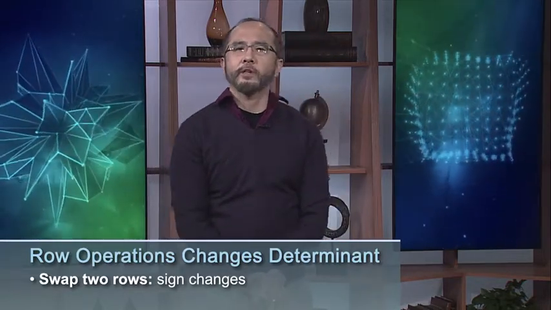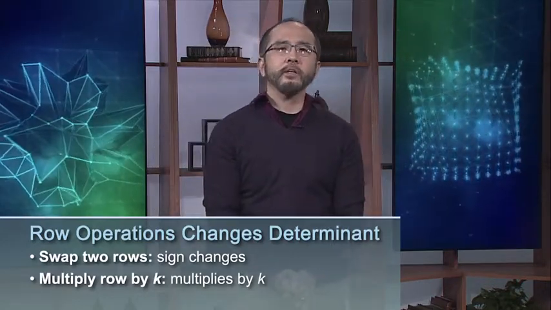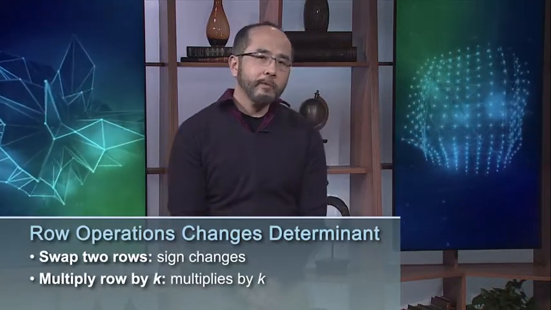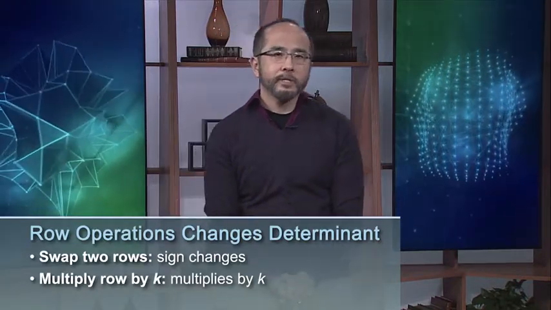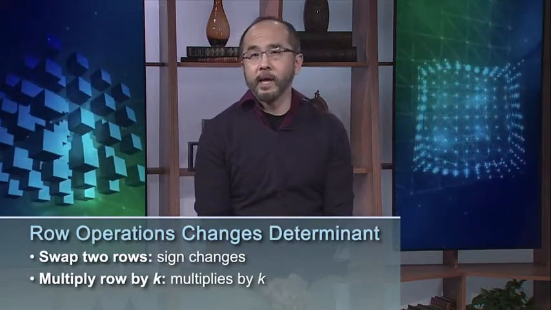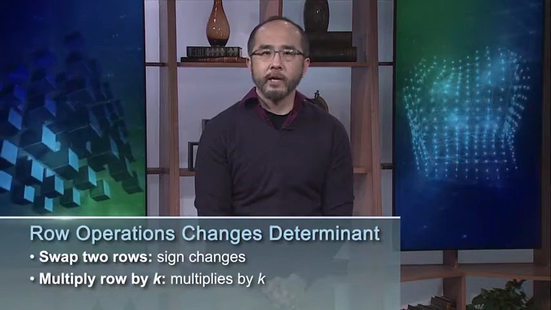The terms will be the same except for a sign change in each one. I'll leave you to think about what happens when you swap non-adjacent rows to try to explain why the determinant flips sign in that case as well. The second row operation is multiplying a single row by a factor k. If you compute the determinant by expanding around that row, you see that multiplication by k just multiplies each term by k. So the determinant changes by the factor k as well.